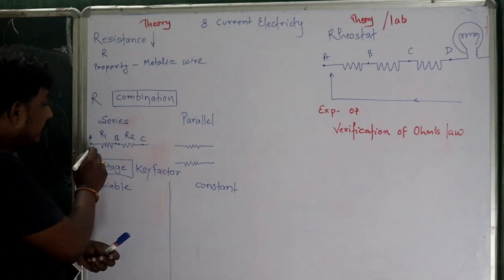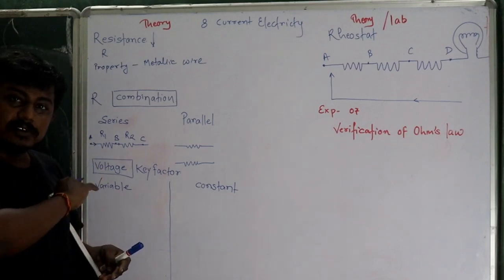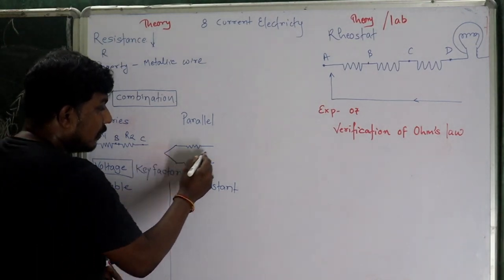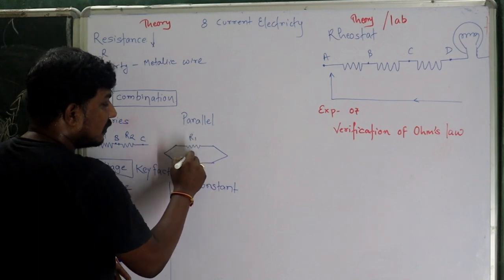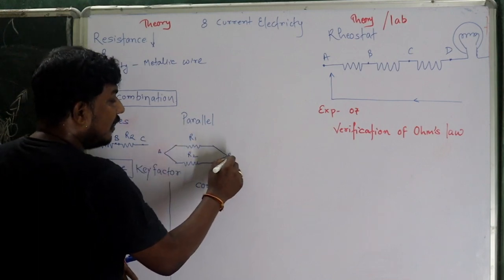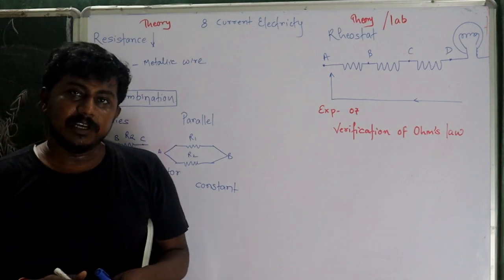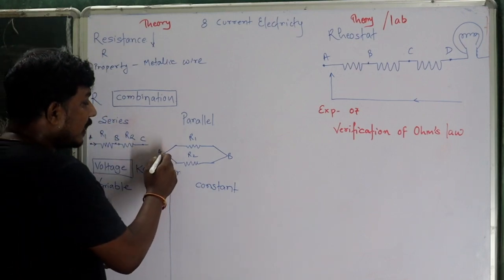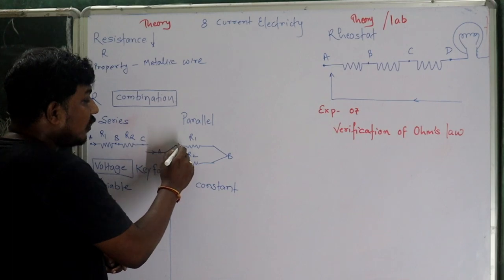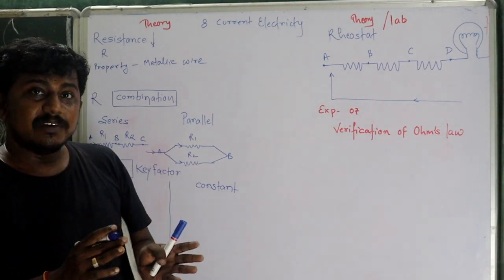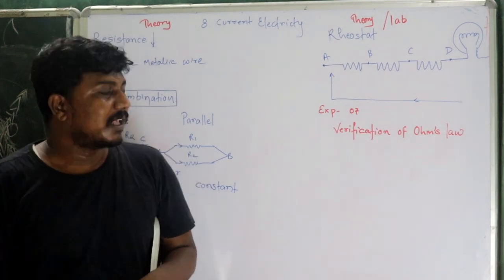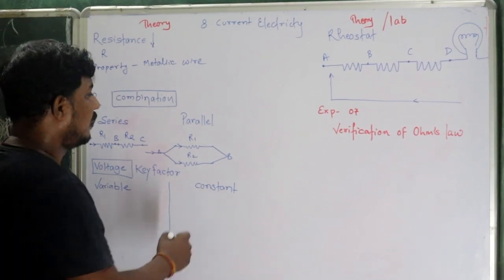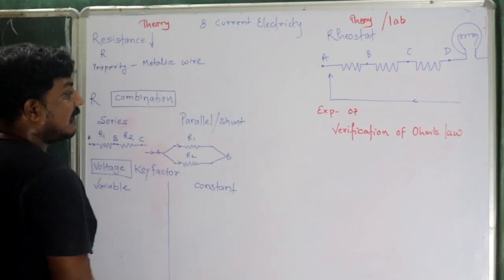Why are they called series? Because when we flow current, it goes through all the resistances one by one. The next one is the parallel one. This is R1 and this is R2. You will find both the heads are adjoined at the same point and both the tails are adjoined at the same point. Why parallel? Because if you give the current, it is going to distribute equally on both sides if R1 and R2 are equal in value. Clear? That is why it is called parallel. In engineering you will learn it as a shunt also.